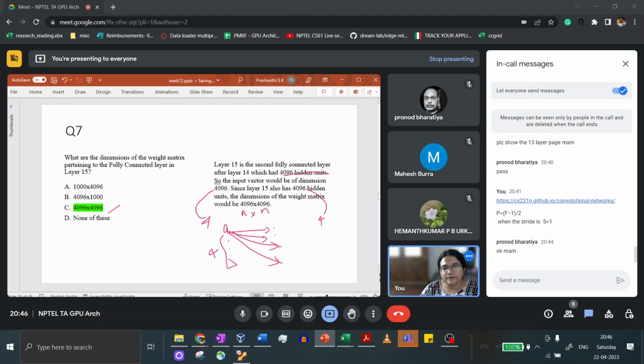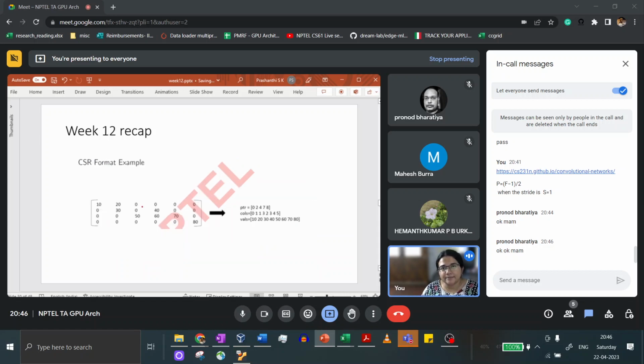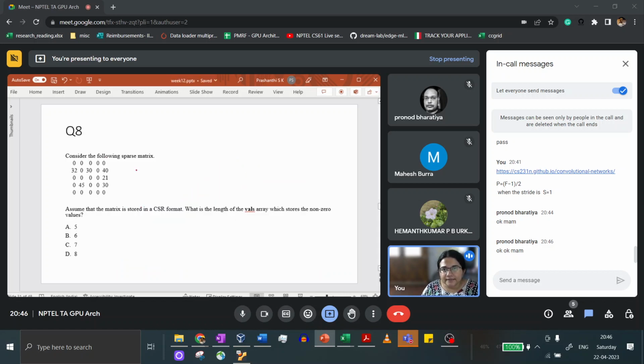Okay, so with that we'll move to a different topic. CSR format, I think you're already aware of. Quick recap: we have 3 arrays, the val, col and the ptr. It's a 1D way of storing a sparse m cross n matrix. Val and col are of the same length, called nnz, which represents the number of non-zero values in the matrix. Col stores the column index and val stores the non-zero value. I'll skip this. In case you're unable to solve the question, we'll come back and look at this and the example.